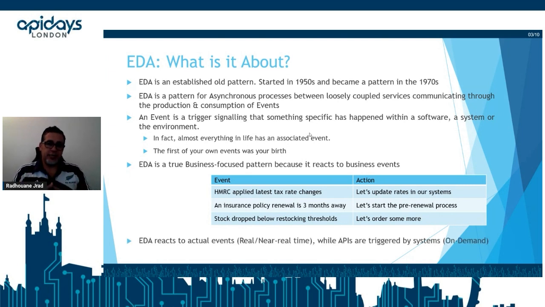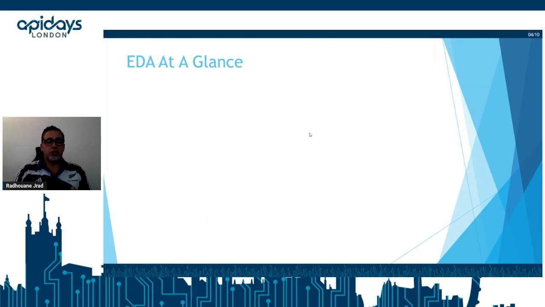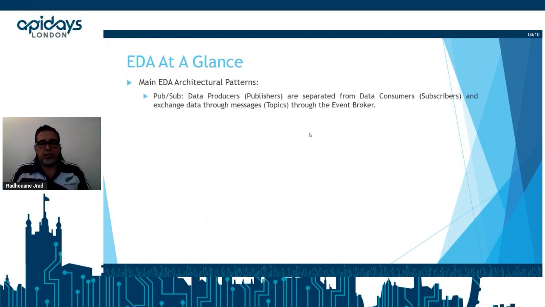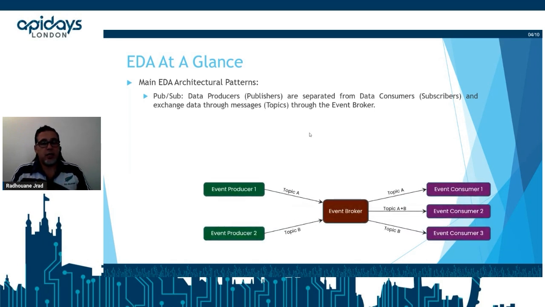That's why event-driven architecture is about real or near real-time architecture, while the APIs are usually triggered by systems or by schedulers. And that is not an event, it's a false event, if you want. It's not a natural one, like the 3 examples I showed above. So it's great. EDA is a business-focused, in a sense, pattern.